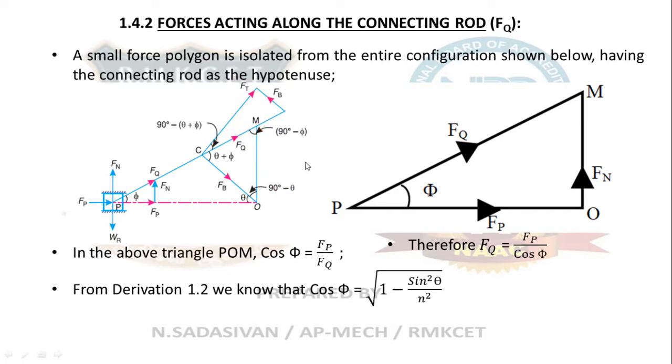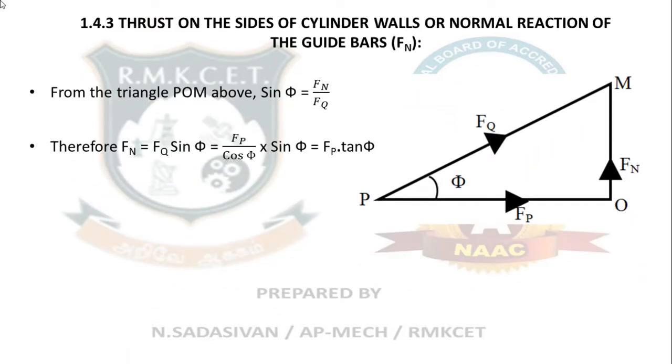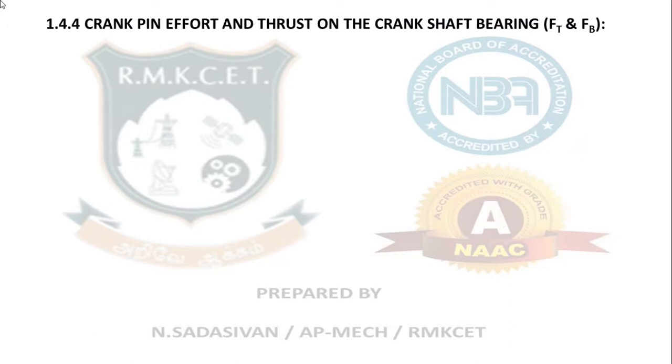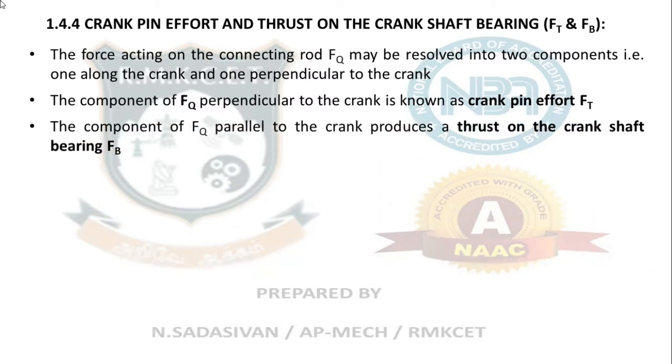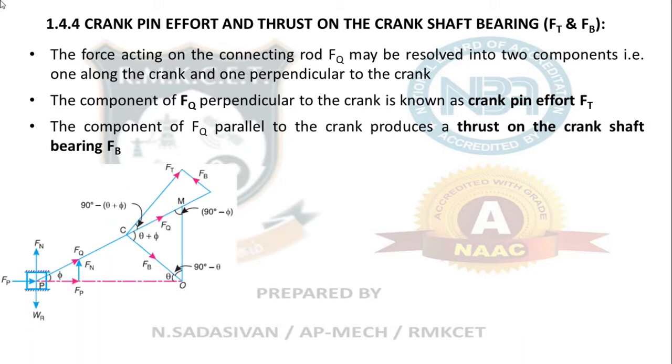Now we will derive the formula required. So the perpendicular component of FQ, which is a tangent to your crank circle, is the crank pin effort. The component of FQ parallel to the crank is known as the thrust on the crankshaft bearing, which is what you have seen until now. So you see the diagram. If I put this dotted circle traced by the crank tip, everything will become clear to you.